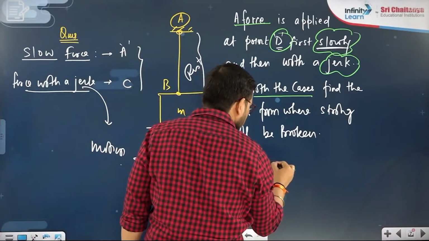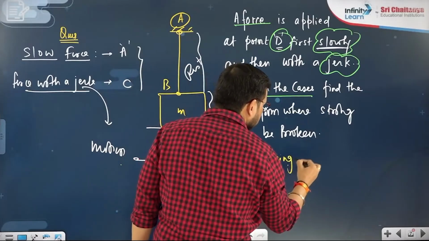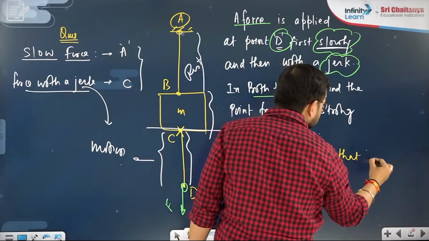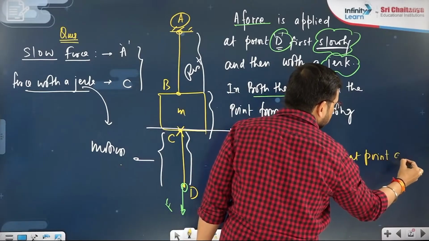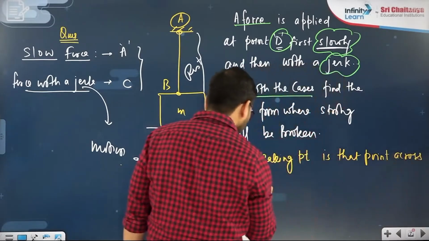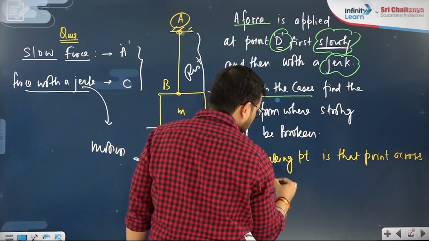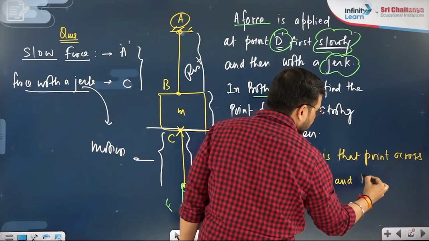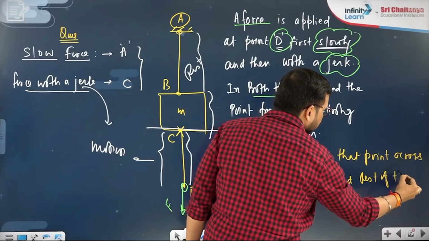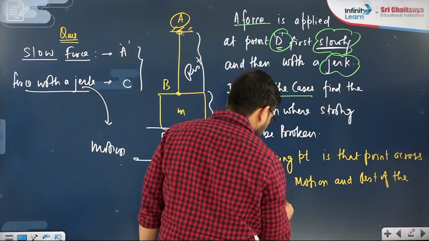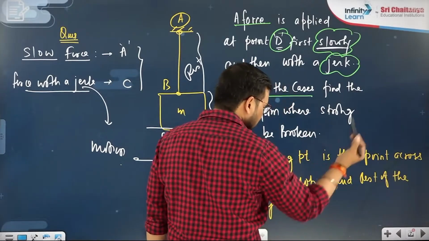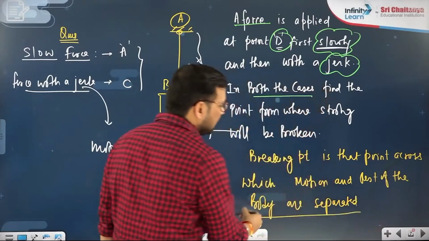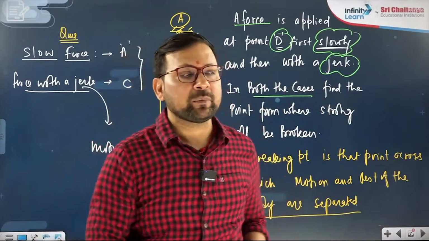What is the breaking point? The breaking point is that point across which motion and rest of the body are separated. One part is at rest, one part is in motion. So whenever a question asks you about the breaking point, it is just the point across which motion and rest are being separated.